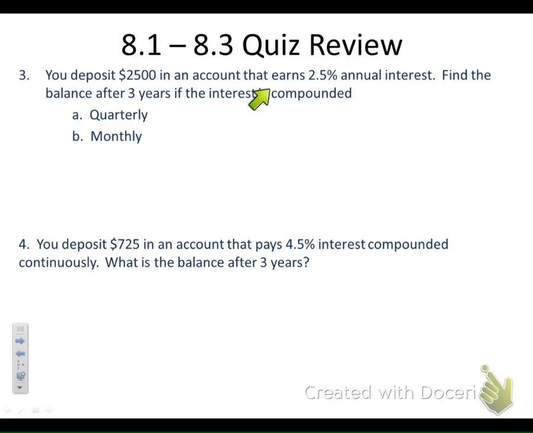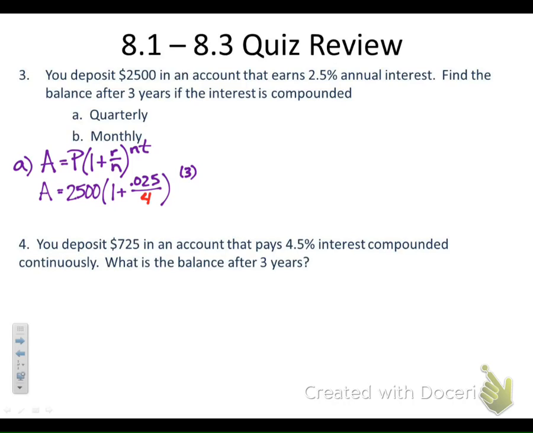So we deposit in an account $2,500. That earns 2.5% annual interest. We're going to find the balance after 3 years if the interest is compounded quarterly. Now I need to figure out what these amounts go into. So because the problem says quarterly, I'm going to plug in a 4. I also want to stress this about the rate. Sometimes when we see the rate written already in decimal form, we're like, oh, that decimal needs to be 2.5 here. But you will always move that decimal point. If it's written as a percent, you have to move it when you get into that equation.